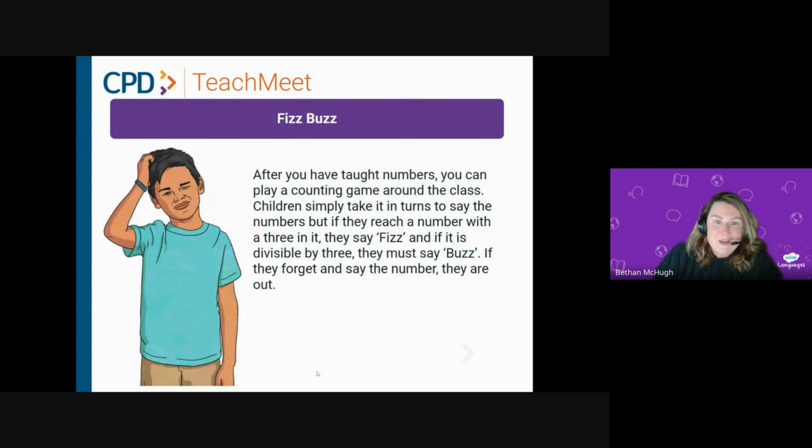Fizz Buzz, this one messes with my head, so I was never very good at this, but you can play it. If you've done numbers, you can play a counting game. Children take it in turns to say the numbers, but if they reach a number with a 3, they say fizz. If it's divisible by 3, they say buzz. But you could switch the rules and make it something else. It could be if it's a masculine noun or a feminine noun, etc. And if they forget, they say buzz. But it tends to be quite fun, and this could be something they can play in little groups.